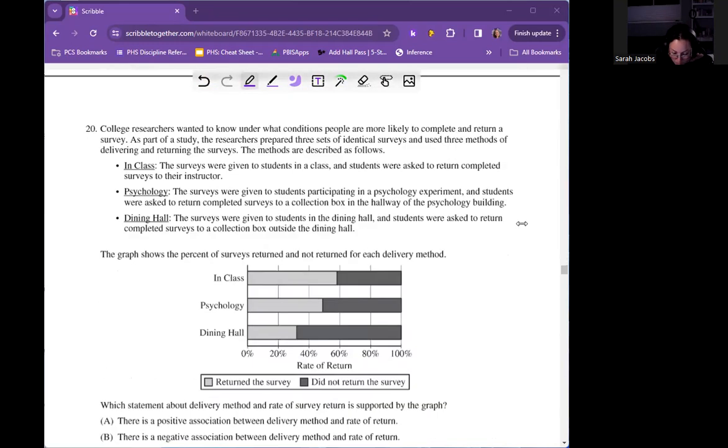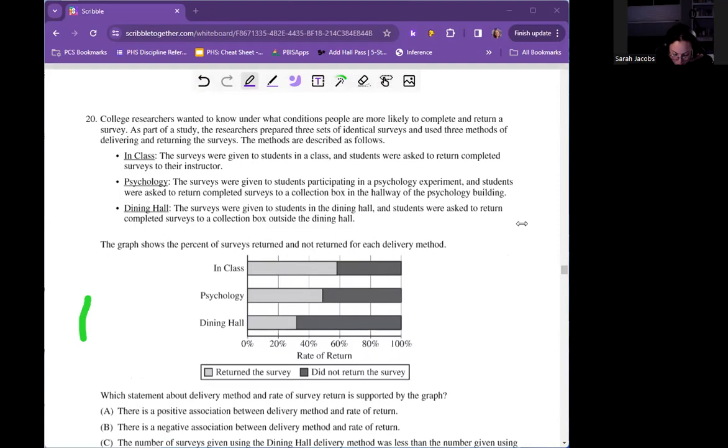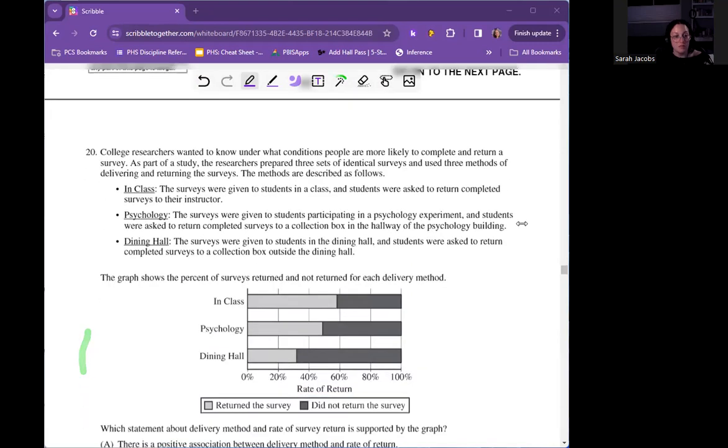And last but not least for now, oh, this is so long. 20. College researchers wanted to know under what conditions people are more likely to complete and return a survey. As part of a study, the researchers prepared 3 sets of identical survey and used 3 methods of delivering and returning the surveys. The methods are described as follows.